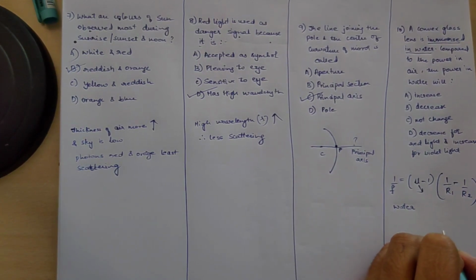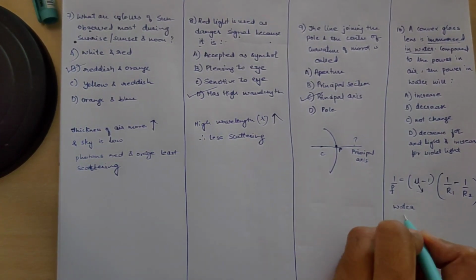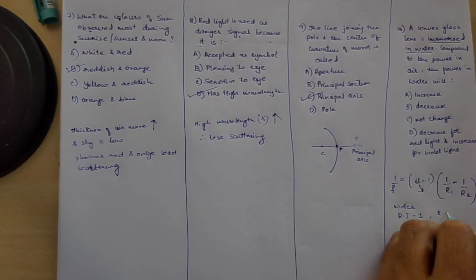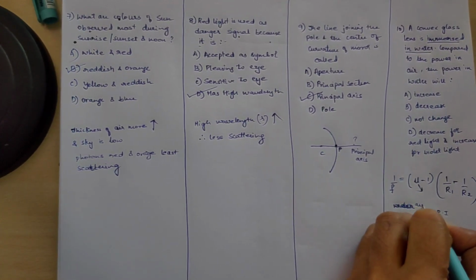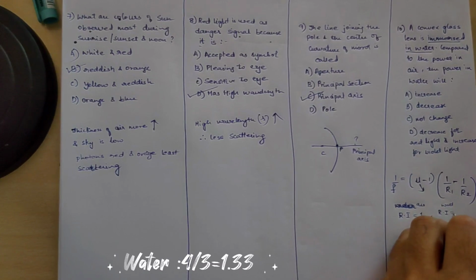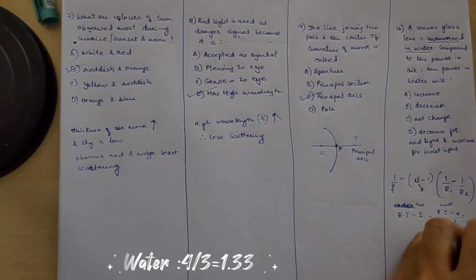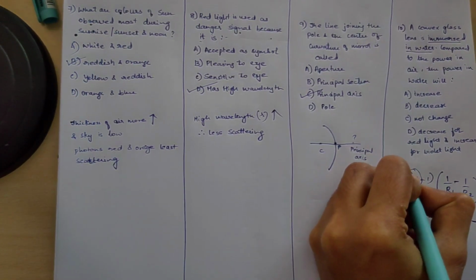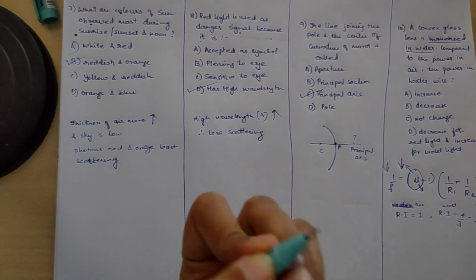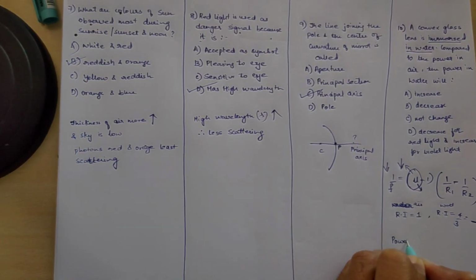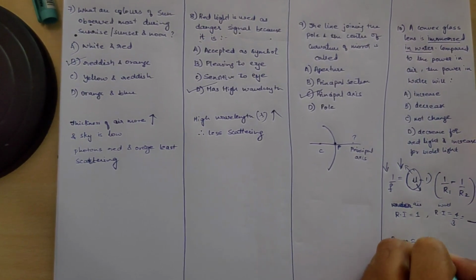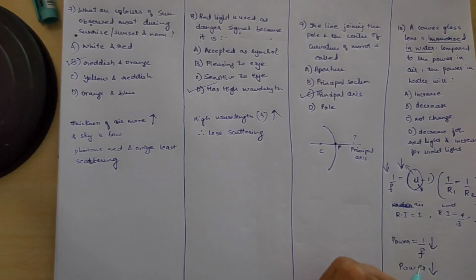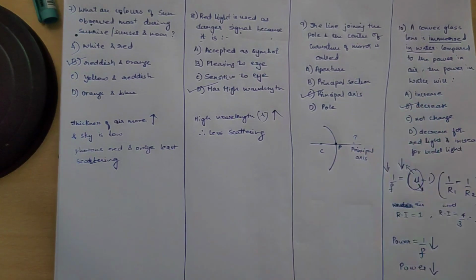If it's going into water, your previous refractive index of air was equal to 1, now this is water, you think. Refractive index of water is what? 4 by 3. The value is undergoing a decrease. What will happen? This will also undergo decrease. And what is power? Power is equal to 1 by f. So the 1 by f value is decreasing, which means power is also decreasing. Understood? So your option B is your right answer.